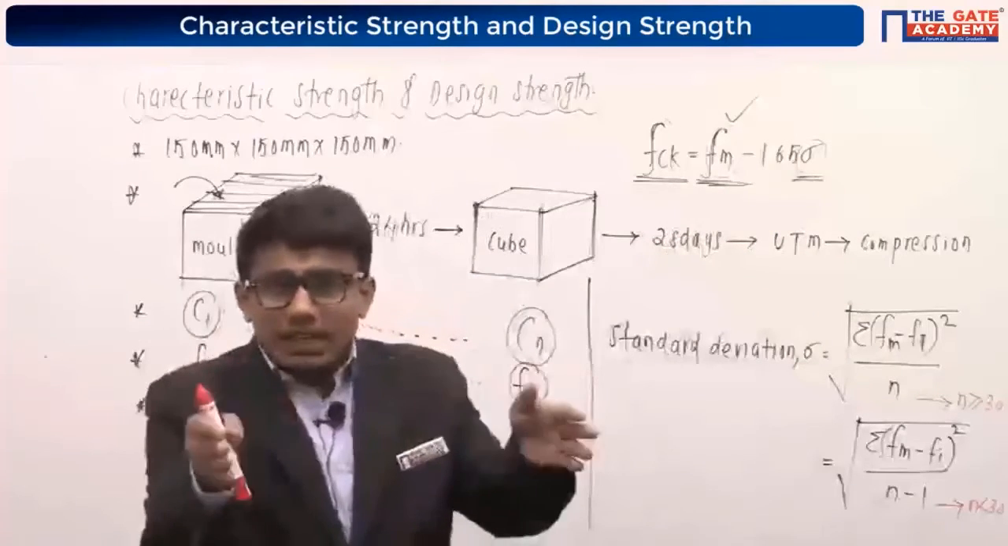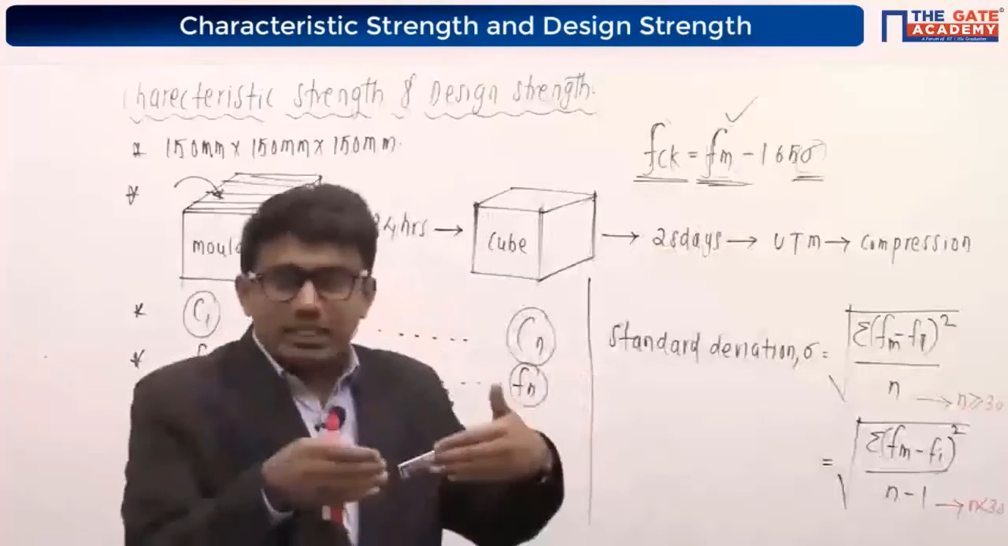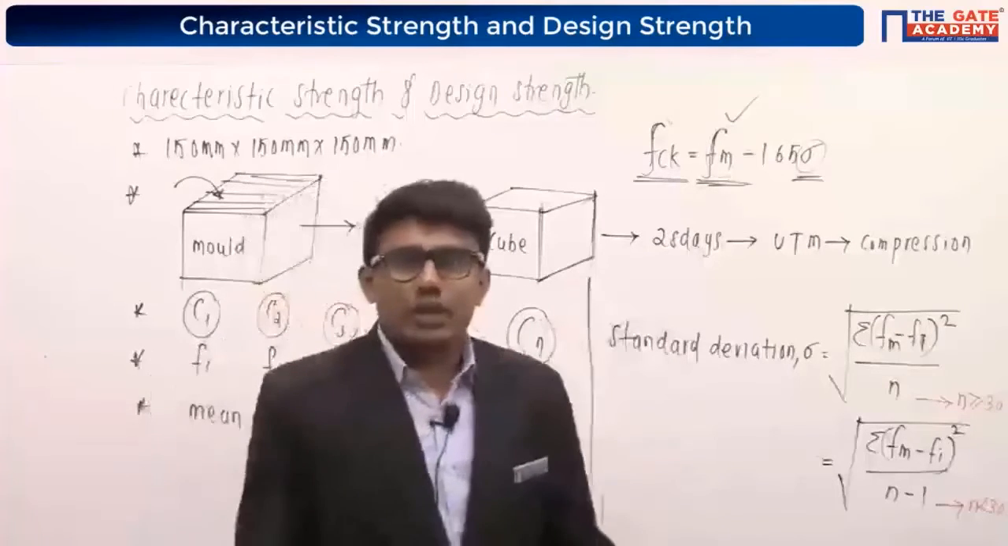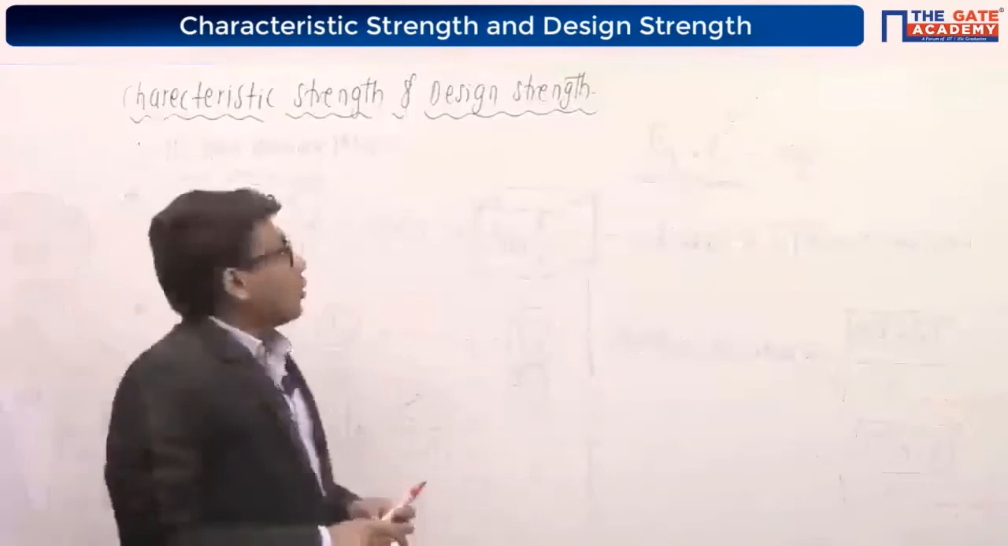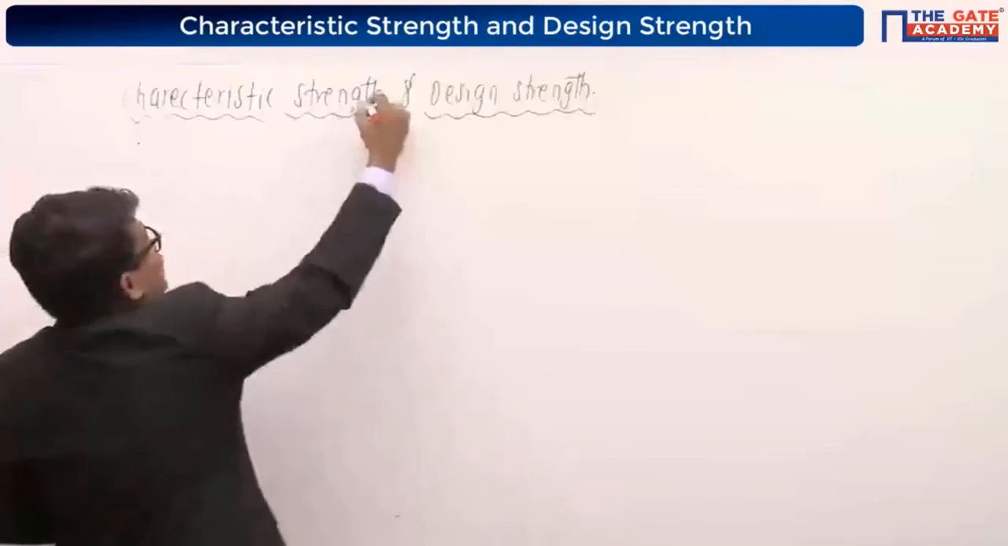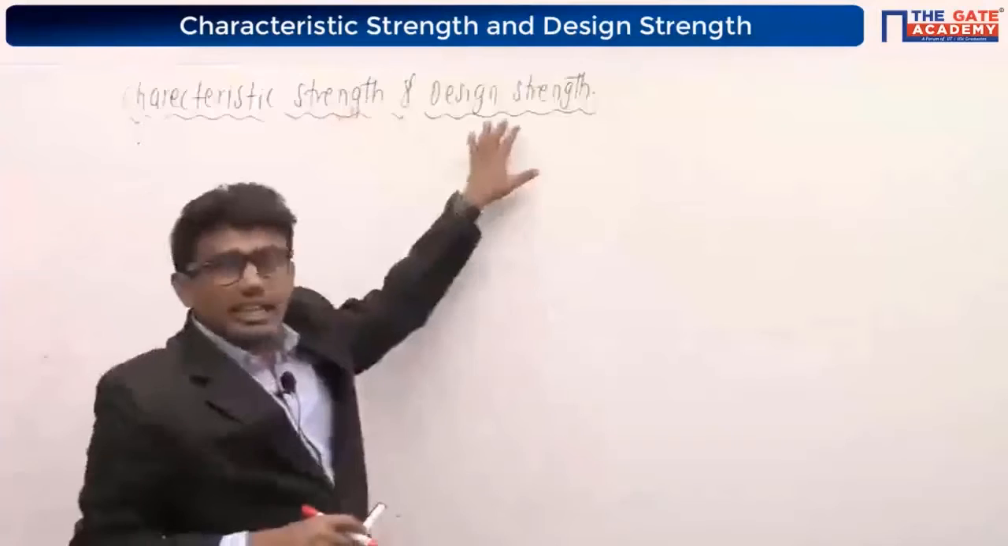So just compare the graphs we have discussed today, in this lecture and the previous lecture. Okay? Fine. After noting this down, tell me. So we know how to calculate this characteristic strength. Now what is remaining? Design strength.